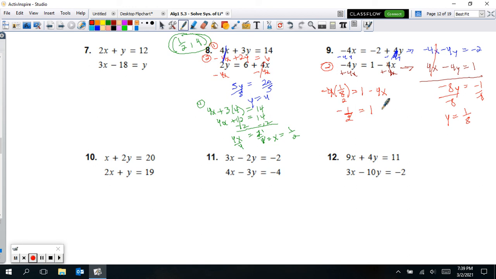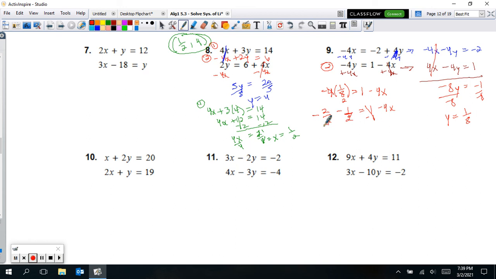Negative 1/2 is equal to 1 minus 4x. Now I need to bring this 1 over here. So subtract 1 from both sides. Cancels them there. And if I subtract 1 over here, so I put minus 1, I'm going to make it a 2 over 2 so it has a common denominator.